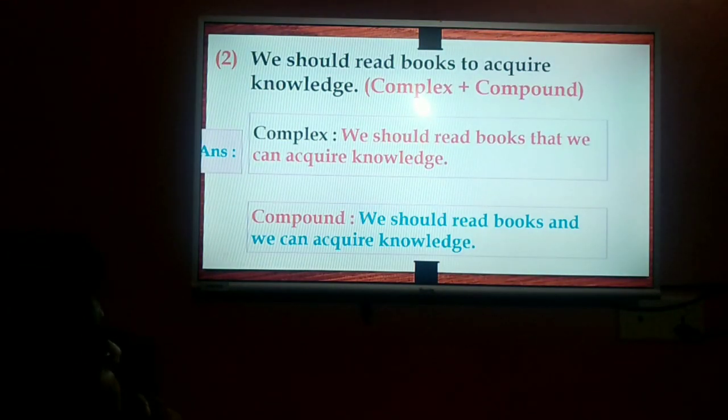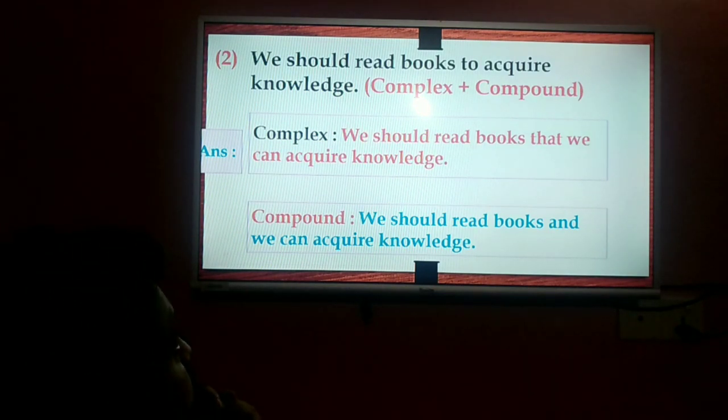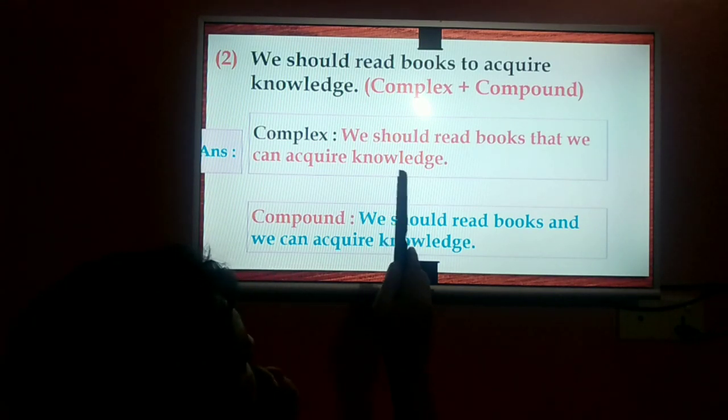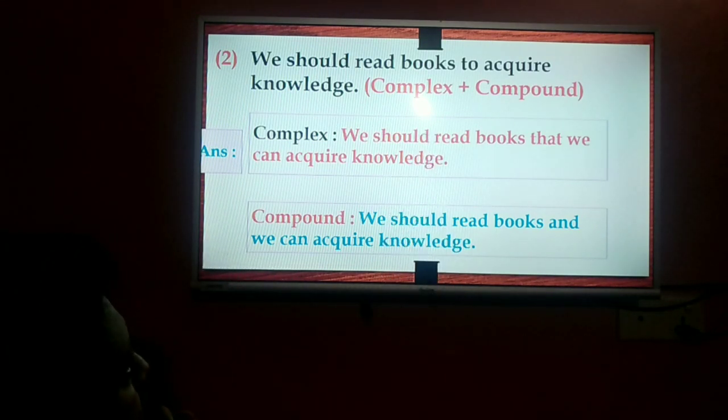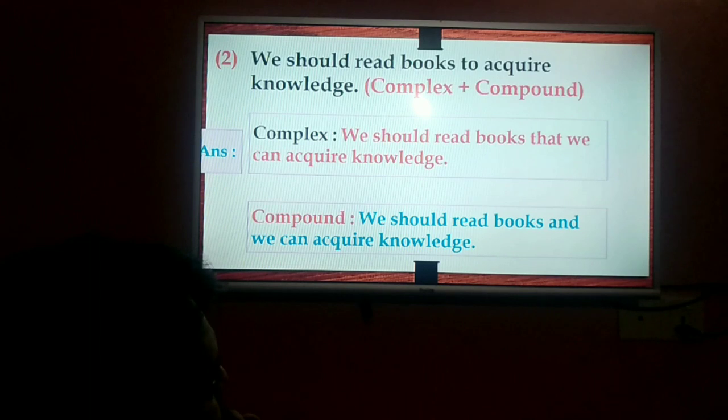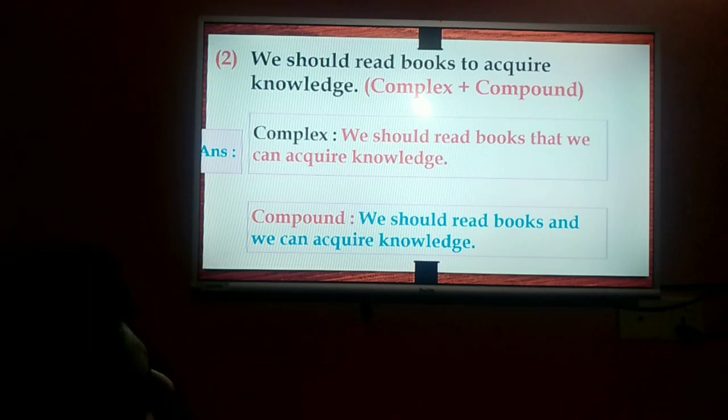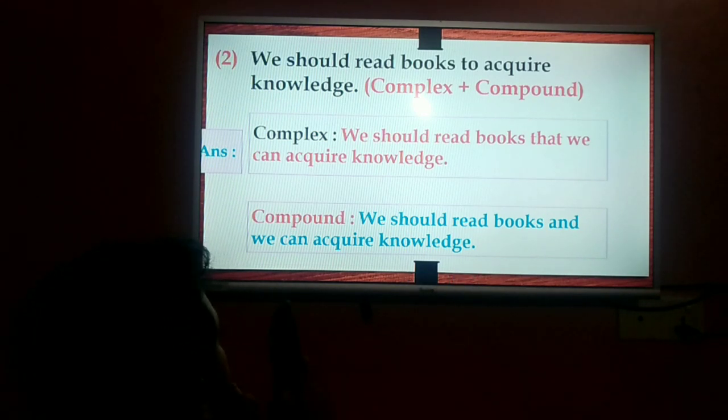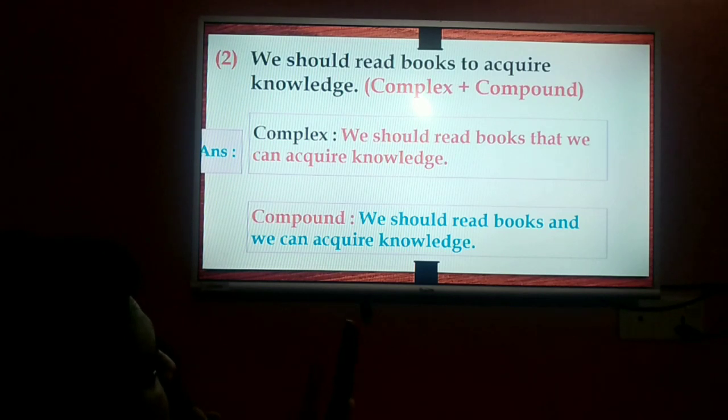Rule number 2. We should read books to acquire knowledge. Complex and compound. Complex: We should read books that we can acquire knowledge. I use that in place of the infinitive to. Compound: We should read books, and we can acquire knowledge. I can use and as a coordinator in place of that. We should read books is a principal clause, and we can acquire knowledge is also a principal clause.